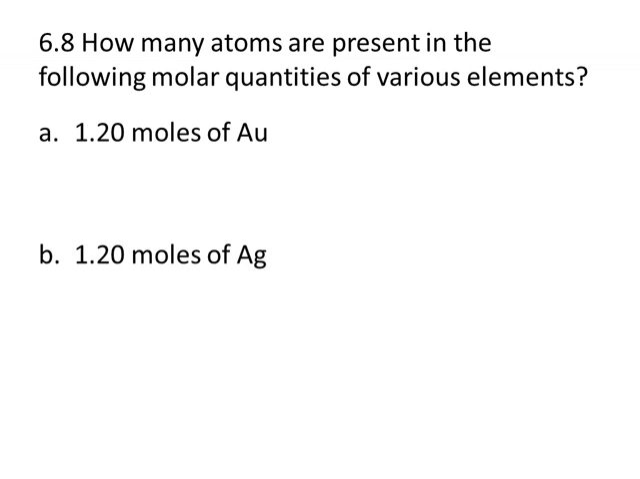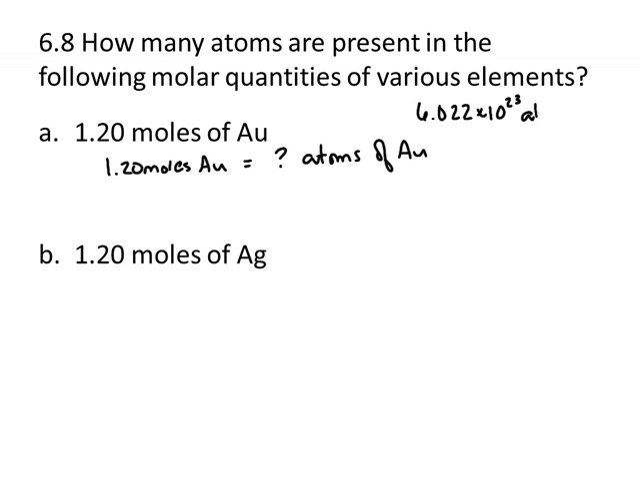All right, number 8 from Chapter 6. How many atoms are present in the following molar quantities of various elements? So I have 1.20 moles of gold. And the question is, how many atoms of that are present? So we know that there are 6.022 times 10 to the 23rd atoms of any substance in 1 mole. So I see here that I have moles, and I want to go to atoms. And because I'm going to atoms, that's the reason I'm going to use Avogadro's number.